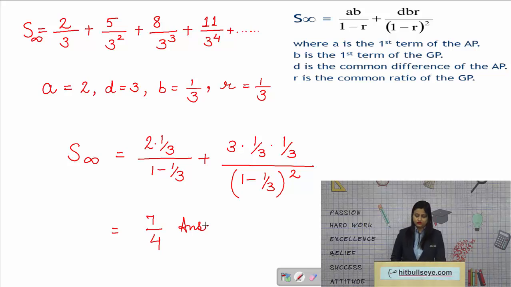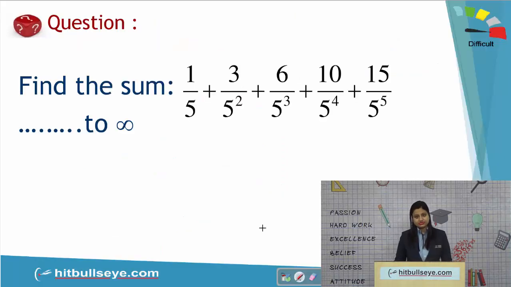Now let us move further. There is one more question based on AGP series. Again, we want to find the sum 1 by 5 plus 3 by 5 square plus 6 by 5 cube plus 10 upon 5 raised to power 4 plus 15 upon 5 raised to power 5 and so on up to infinity.